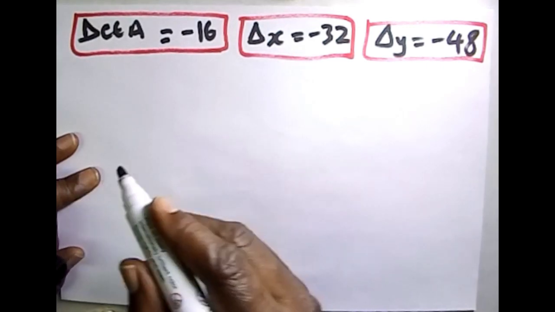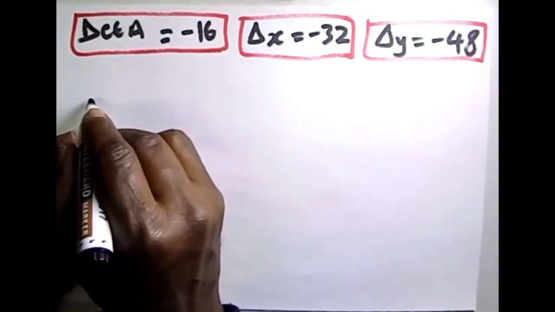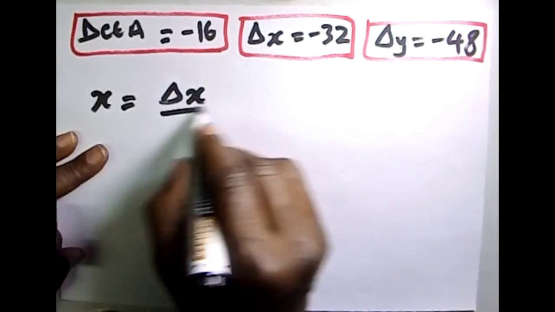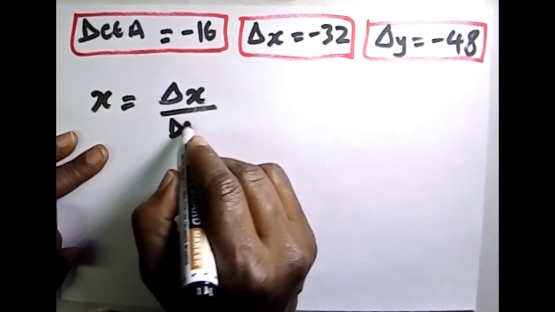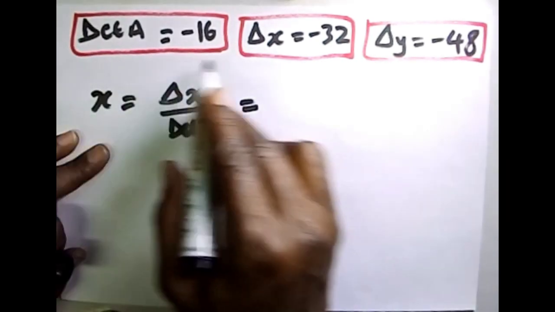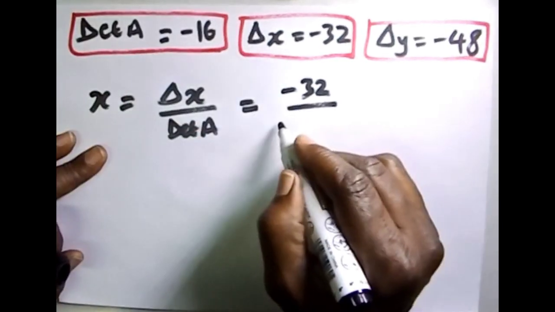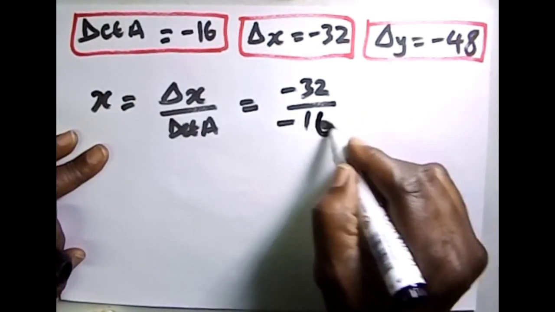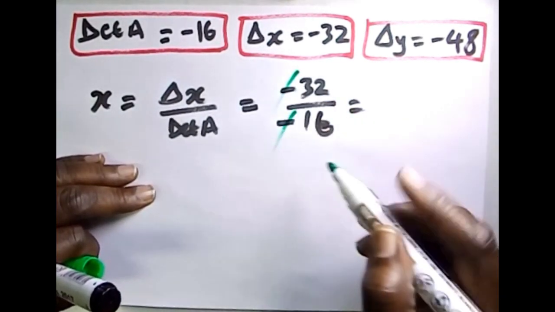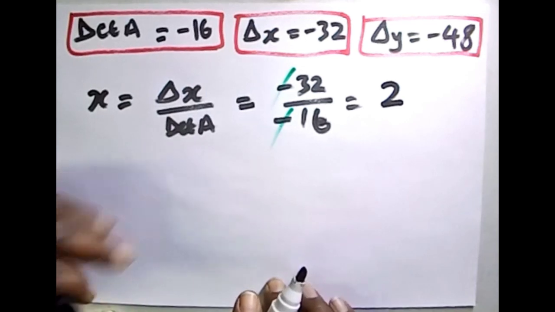Now, Cramer's rule states that to get the value of x and y, where we're driving at, x equals change in x all over the determinant of A. So that gives you change in x, minus 32, all over minus 16. The minus will go with the minus, and 32 over 16 equals 2. 32 divided by 16 is 2.